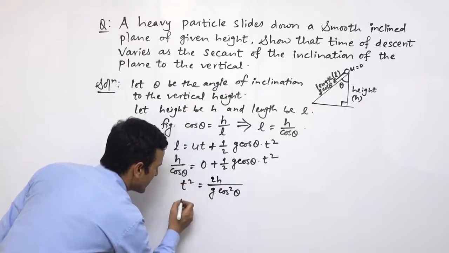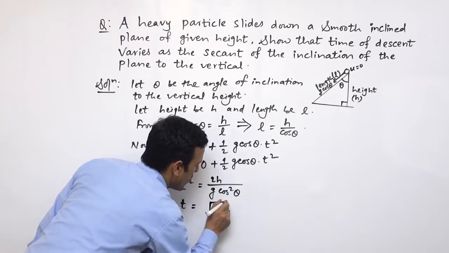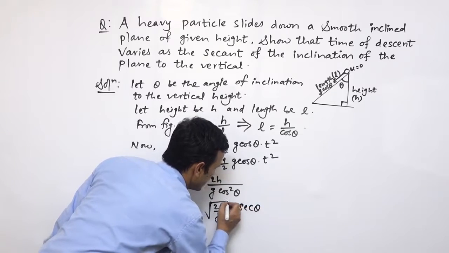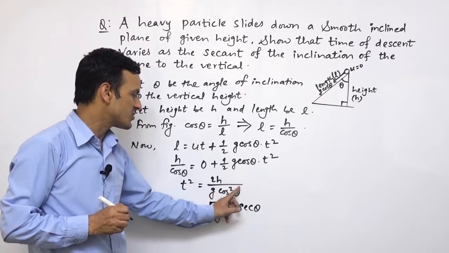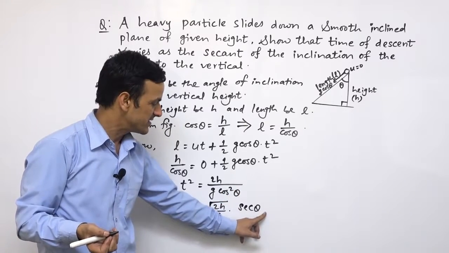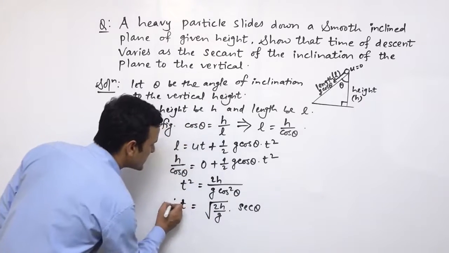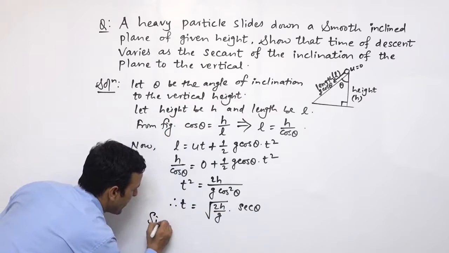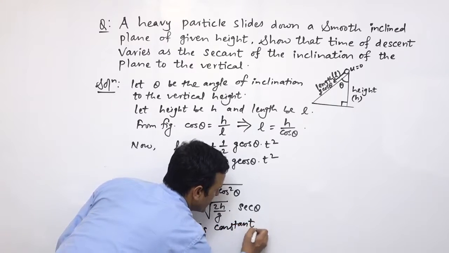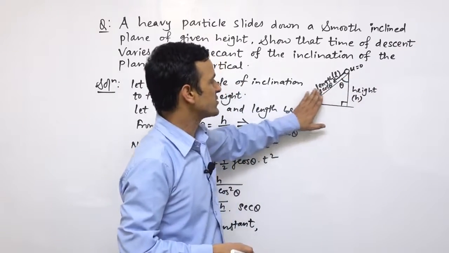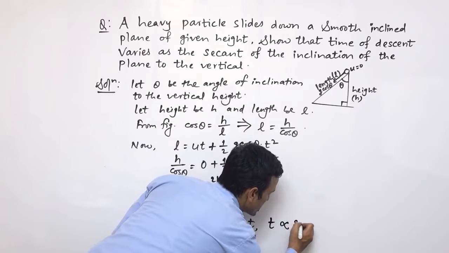So if you find out the value of t, then root under 2h upon g, 1 upon cos means it is sec. Root under cos square theta bhaneko cos huncha ra 1 by cos bhaneko sec huncha, ra yo term hamro 2h by g square root mai cha. So as you can see that this is the value of t. And since 2h by g is constant, h ra g constant, then we can say that t is directly proportional to sec theta.